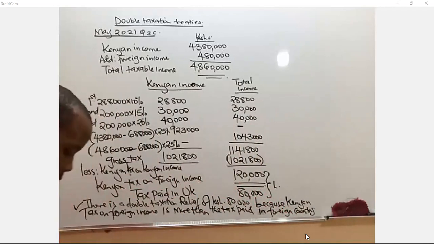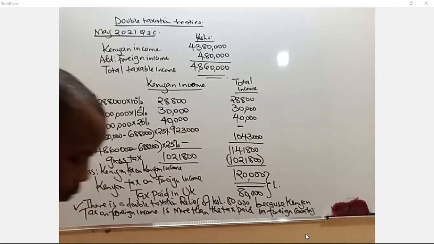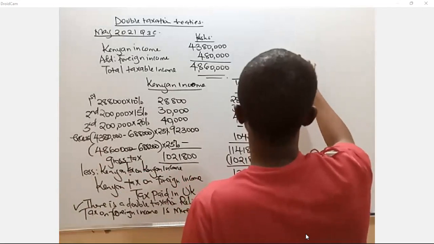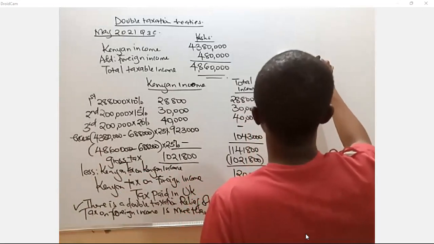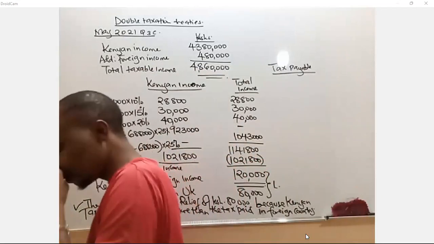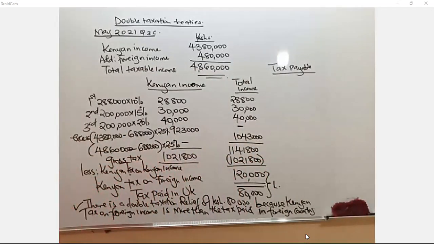I think you are able now to understand. So when you're going to be calculating the tax payable, let's look at the computation of the tax payable. So the relief is the amount of tax that was paid in the UK.